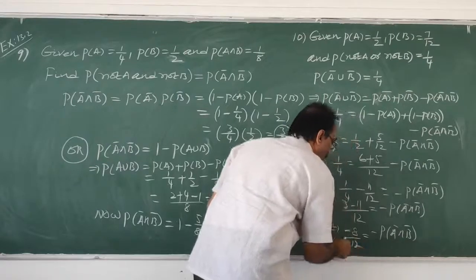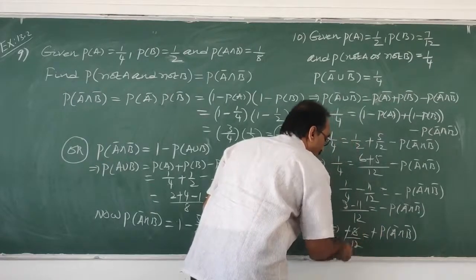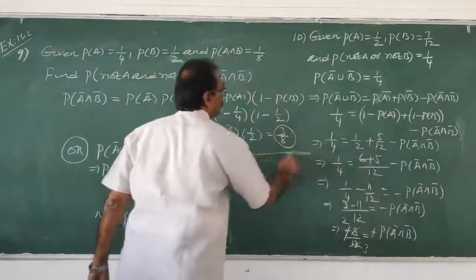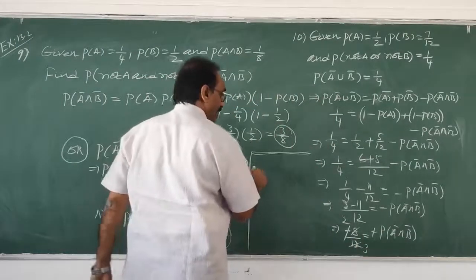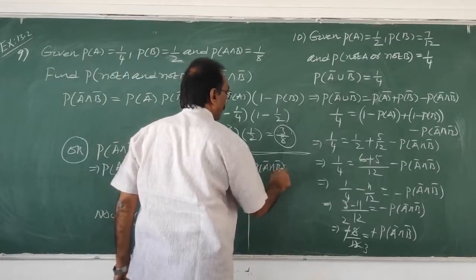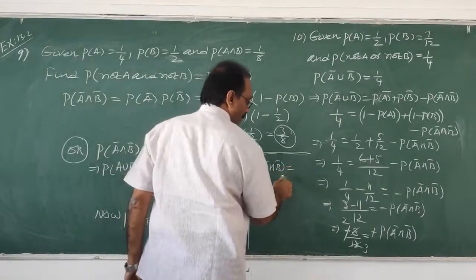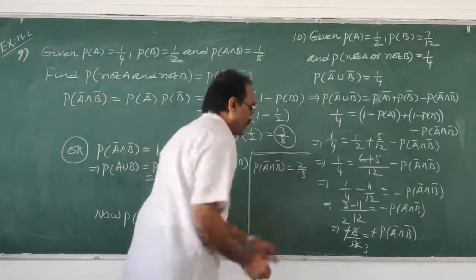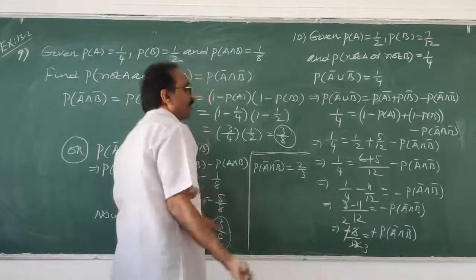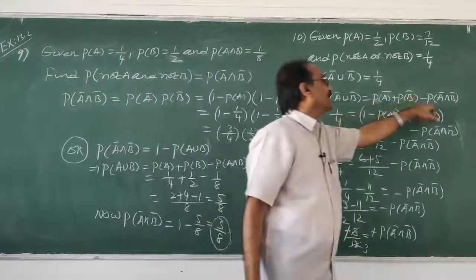Okay? So here minus cancels. Here 2 fours are 8, so this implies, I don't have space, I'll write here, P of A bar intersection B bar is equal to how much? 2 by 3. 2 fours are 8, 3 fours are 12. So 2 by 3. We got it. Now we got A bar intersection B bar.